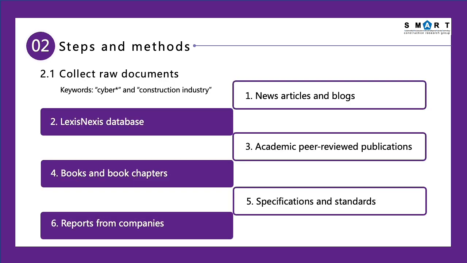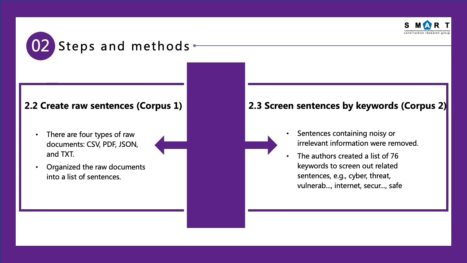We collect raw documents from 6 resources with the keywords cyber and construction industry. The 6 sources are news articles and blogs, the LexisNexis database, academic peer-reviewed publications, books and book chapters, specifications and standards, and reports from companies. After the raw documents are collected, we create the raw sentences and put them into a list of sentences from all of the documents.